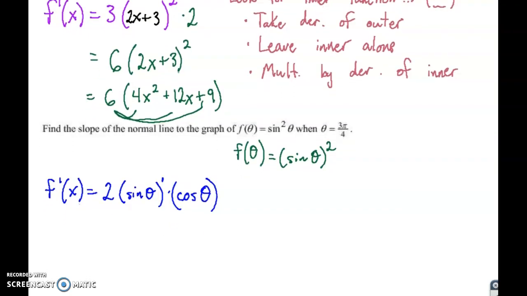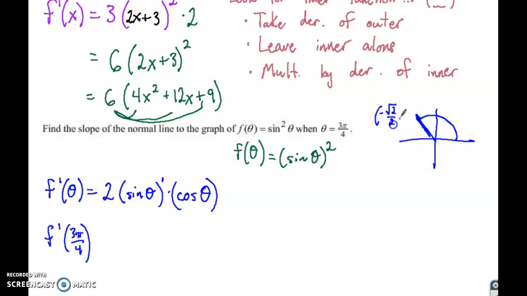And from here, you can now figure out what f prime of theta is. I knew I messed up somewhere. This should have said f prime of theta because that was my independent variable. Sorry about that. And over here should say f prime of 3 pi over 4. Well, think about where 3 pi over 4 is on the unit circle. It's over here. That's at the ordered pair negative root 2 over 2, positive root 2 over 2.